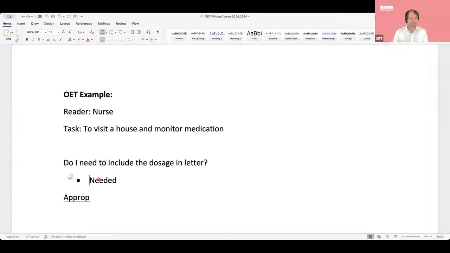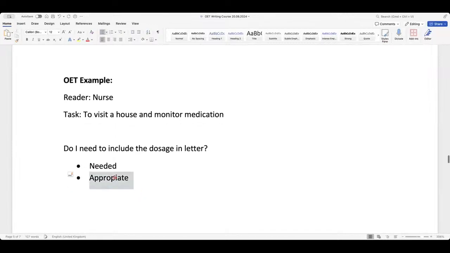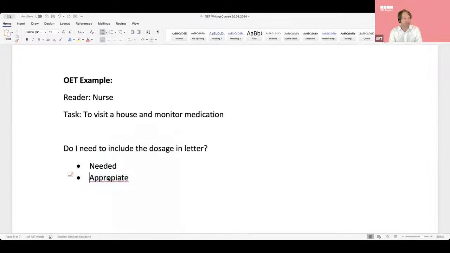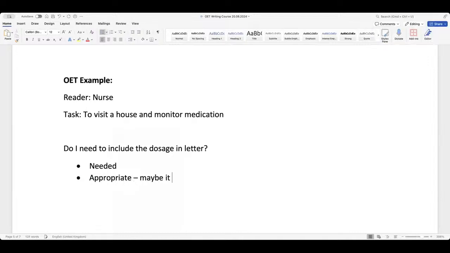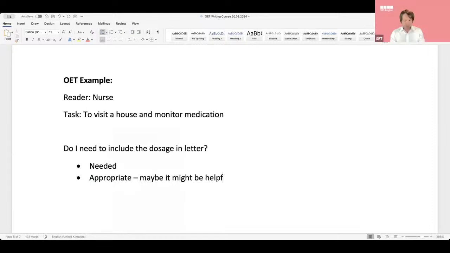What about this though? The patient is depressed. Is that needed or appropriate? It's appropriate. I would say it's appropriate. So should I put it in my letter? Yes, put it in, right? It's relevant. Why is it relevant? Why should we put it in? Because we're visiting the patient's home, so maybe this condition might be helpful for the visit. Exactly, right? Does that make sense, guys?